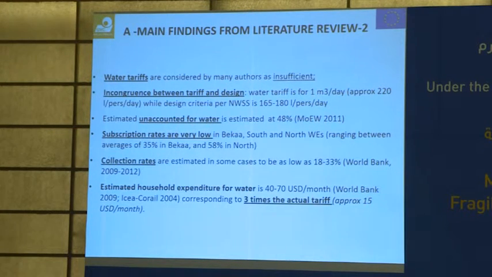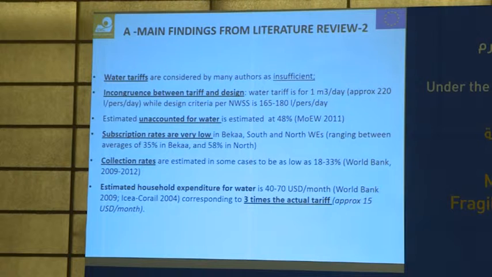Subscription rates are very low, mainly in the different establishments, Bekaa South and North, and they could range from 35% in Bekaa to 58% in the North. Collection rates are also estimated to be very low, and from a World Bank report, are around 18-33% on average. Estimated household expenditure on water is between 40 and 70 US dollars. This is from World Bank data and other reports.